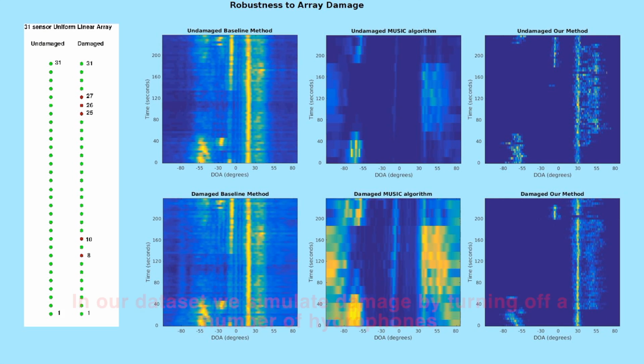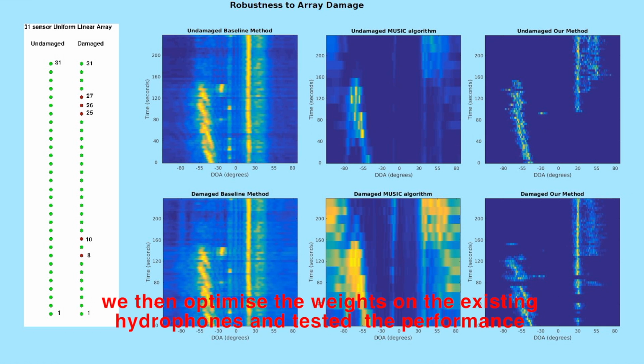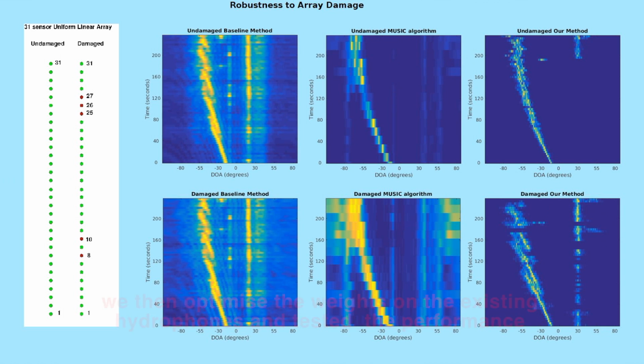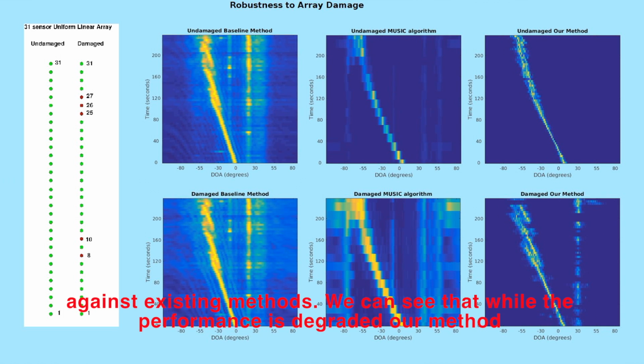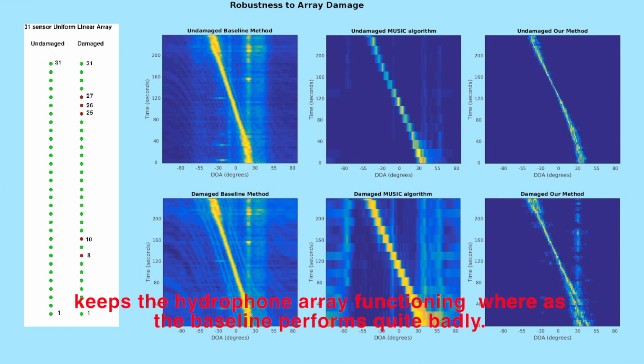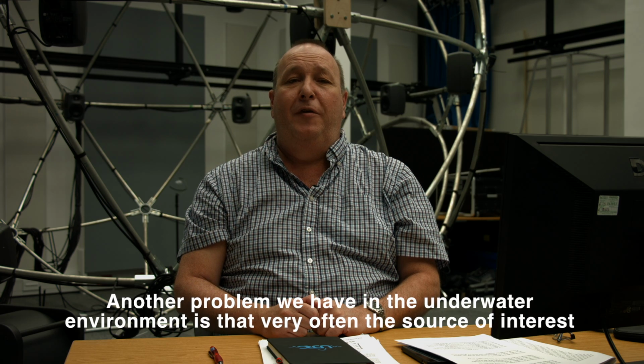In our dataset, we simulate damage by turning off a number of hydrophones. We then optimize the weights on the existing hydrophones and test the performance against existing methods. We can see that while the performance is degraded, our method keeps the hydrophone array functioning, whereas the baseline performs quite badly.